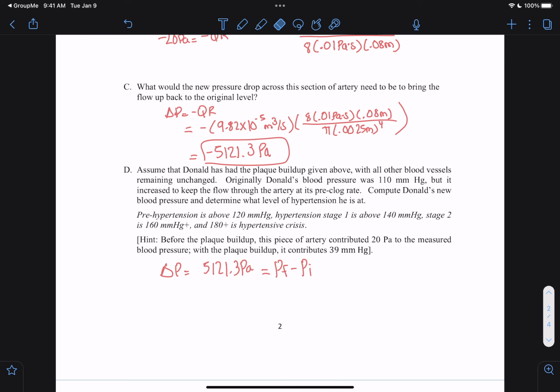Yeah, I'm not sure here. Oh, well, I guess they want you to just look at the blood pressure increasing in this case instead of decreasing to keep the flow through the artery at its pre-clog rate. Yeah, I guess that makes sense.